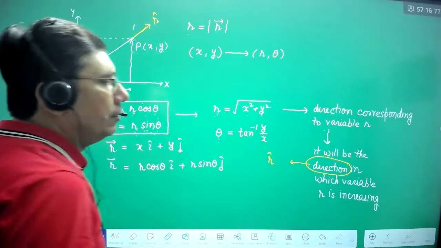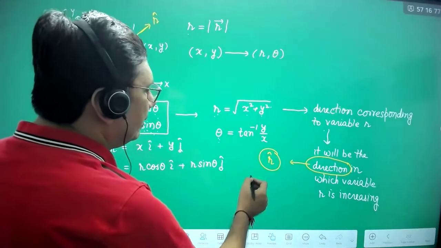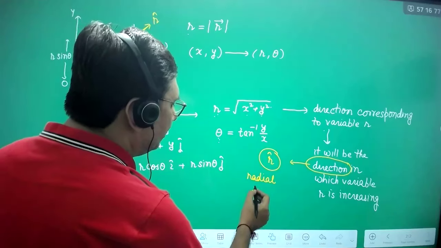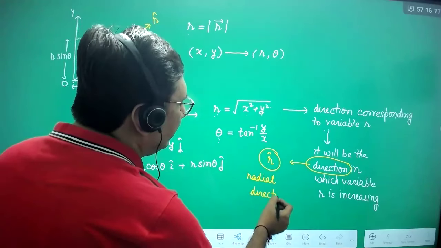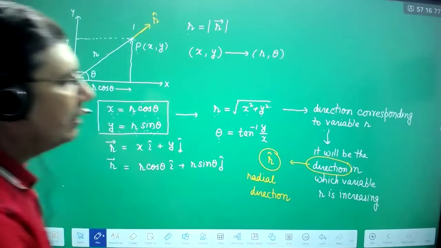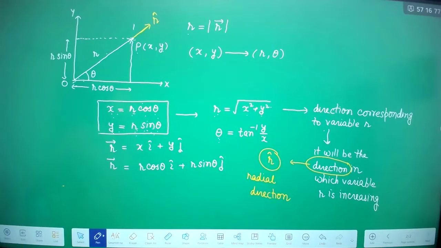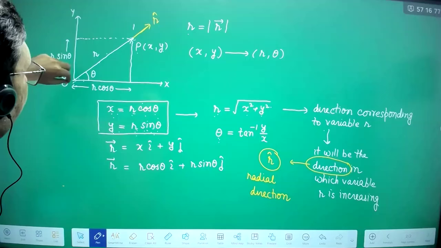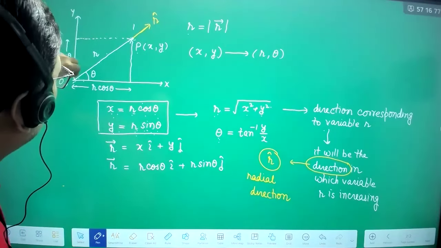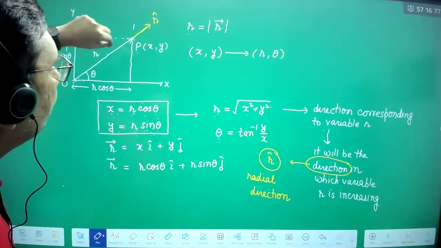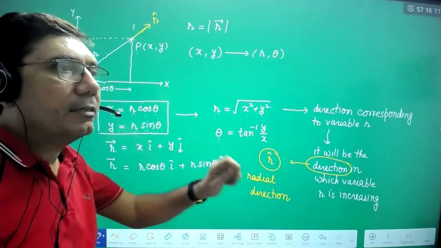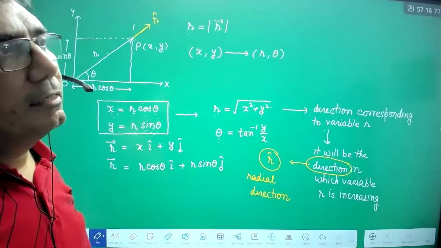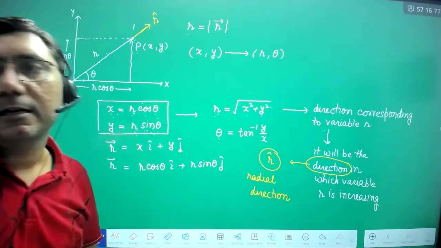And what do you call it? You call it the radial direction, or radially outward direction. Radial direction with respect to the origin. So what will be the r cap direction? You connect the origin with that particular point and extend this line in the forward direction. So r is going to increase in this direction. So this will be the direction of the radial variable. This is the direction in which r is increasing. So this is called the r cap direction or radial direction.